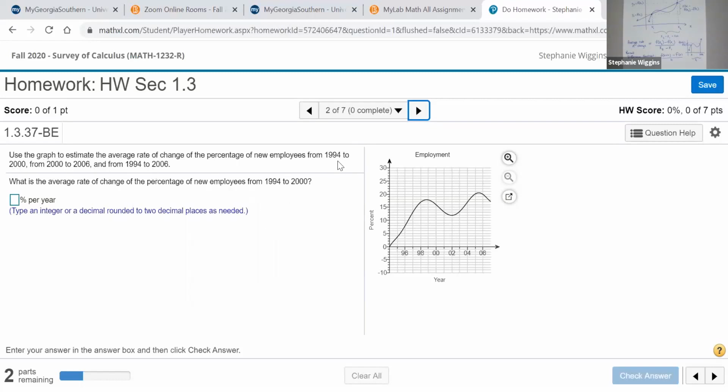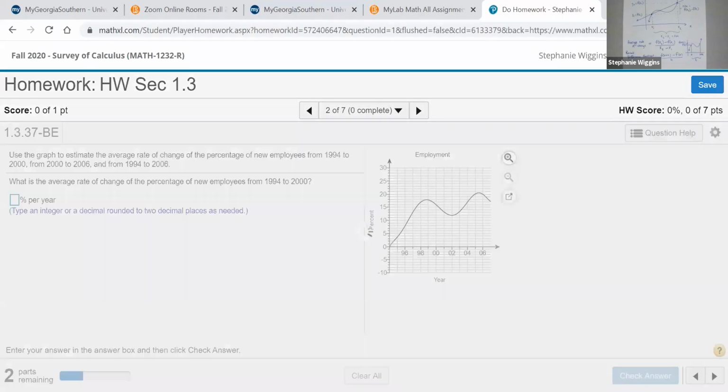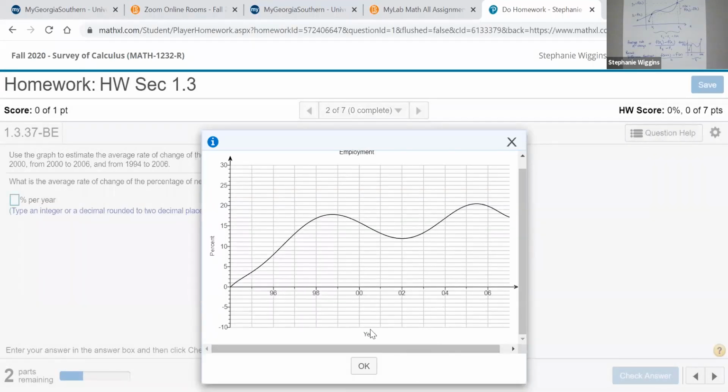The first one is over a period from 1994 to 2000. Now notice that here, year is the x-axis. So from 1994, so here's 96, here's 95, here's 94. 94 to 2000 is going to be 6 years. And how is your function going to change? Well, the function is a percent.